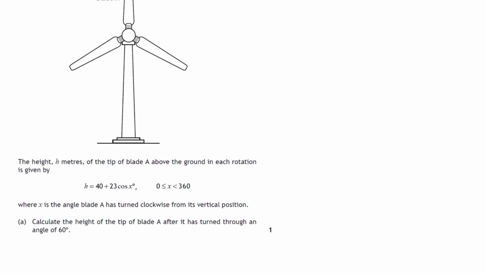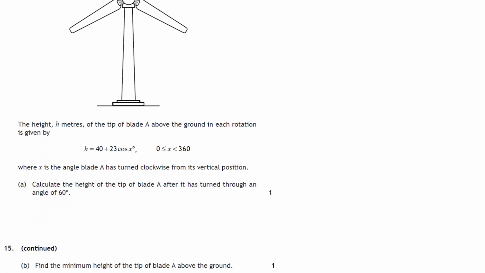Okay, so it's just asking us here to substitute in the value of x being 60 degrees. So let's go for that. So h equals 40 plus 23 cos 60 degrees. That should just give us an answer. So 40 plus 23 cos 60.